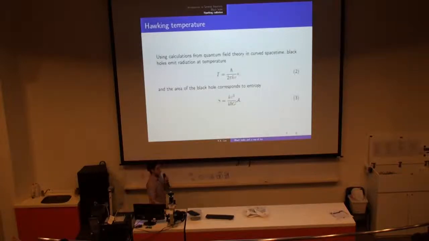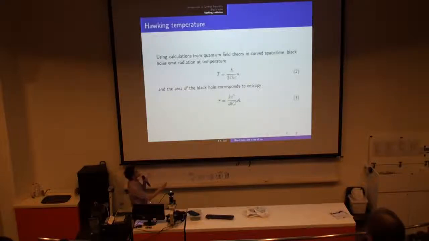Bekenstein sort of roughly said entropy is like the area, and then people wanted to say surface gravity is like temperature. Hawking gave you an exact, complete equation. Again, I don't have the equation here, but just to show you, it's there. The temperature of the black hole is related to the surface gravity, and the entropy of the black hole is related to its area.